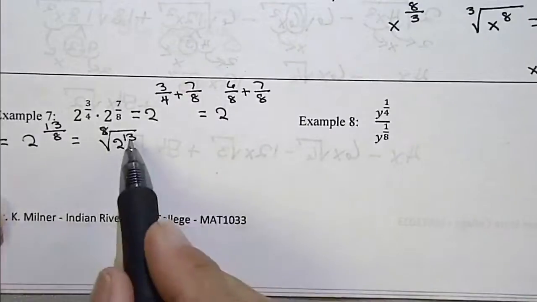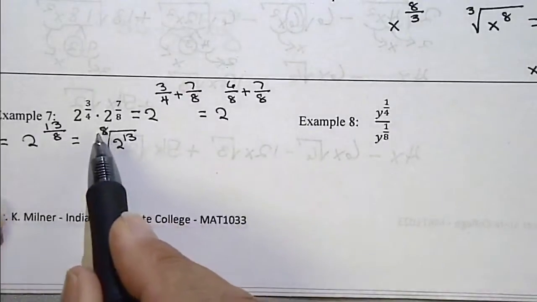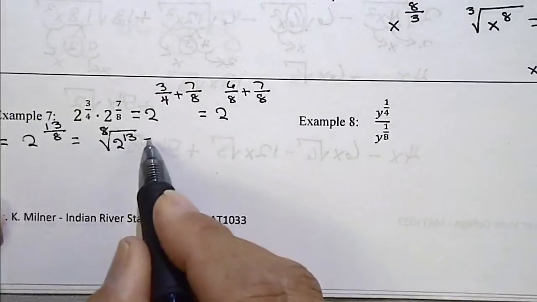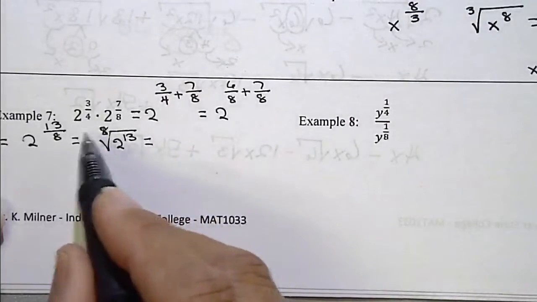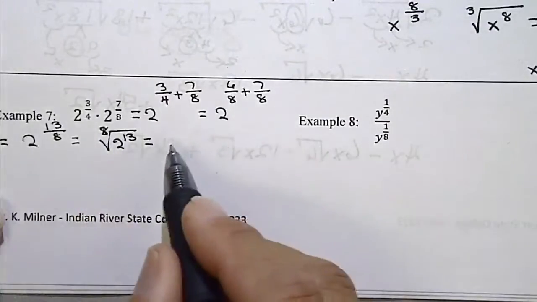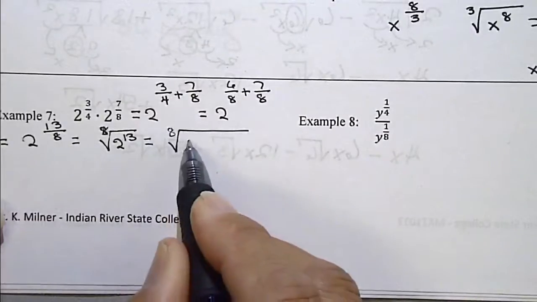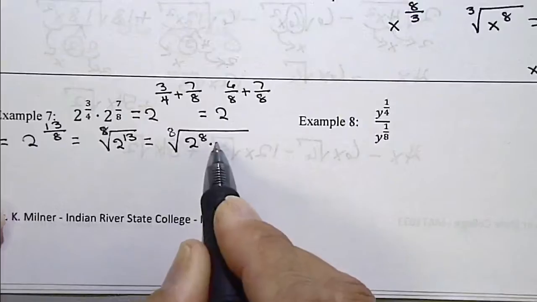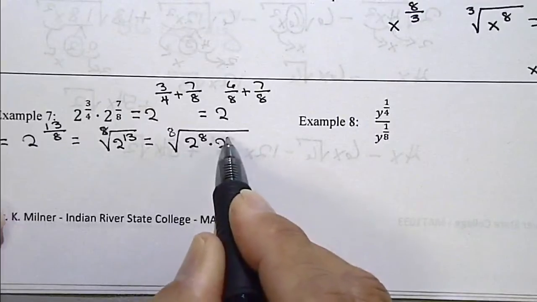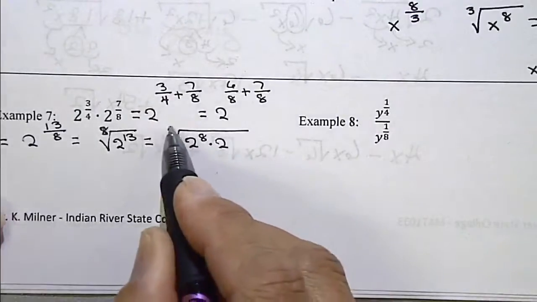So then I look at it and I go, okay, 13 is definitely bigger than 8. If I want to bring out the perfect 8th roots out of this thing, I'd look at it like this. I'd say 2 to the power of 8 times 2 to the power of what's left over? Well, 8 plus what is going to give me 13?